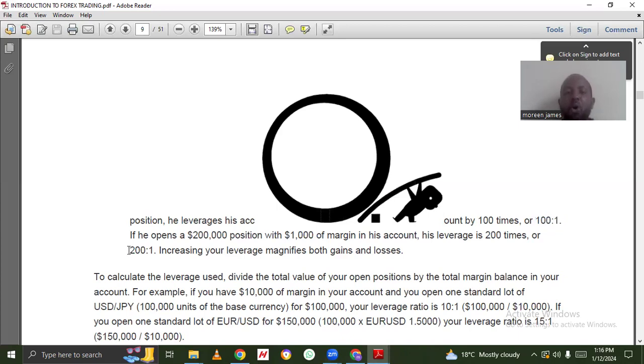200 times more than what I'm having in 1,000. So leverage is a double-edged sword. It can increase gains very, very fast. But if you're in a losing position, it can also increase the losses. So I need you to understand it's basically being able to trade a bigger position, or being able to have a bigger position than your account balance, 200,000. So increasing your leverage magnifies both gains and losses.